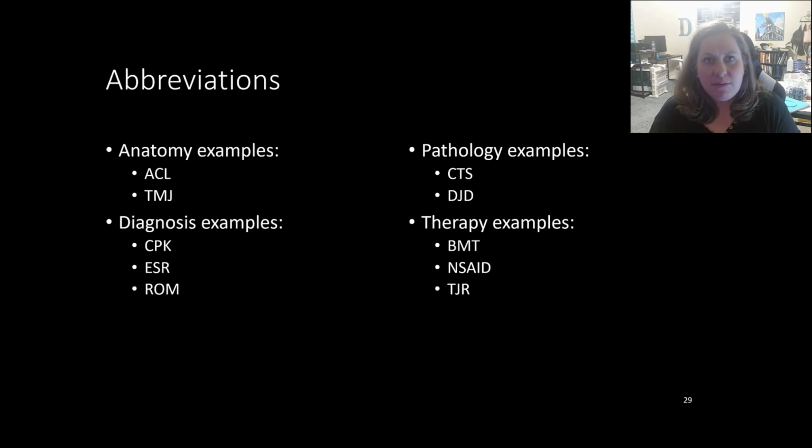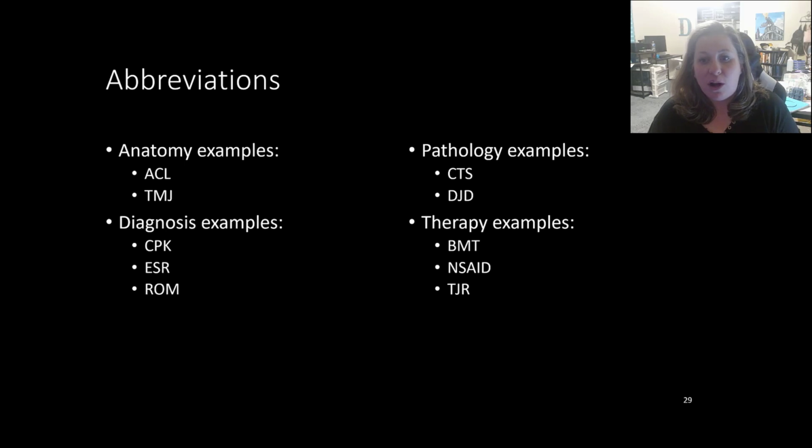Some diagnostics examples of abbreviations. We can have CPK. This is where we're looking at creatine phosphokinase. It's a type of enzyme we're looking for. ESR is erythrocyte sedimentation rate, which we talked about earlier. ROM is range of motion. This is going to be where if we have an injury like in a joint or a muscle, we would want to see what the range of motion is. How well can the person move that area?